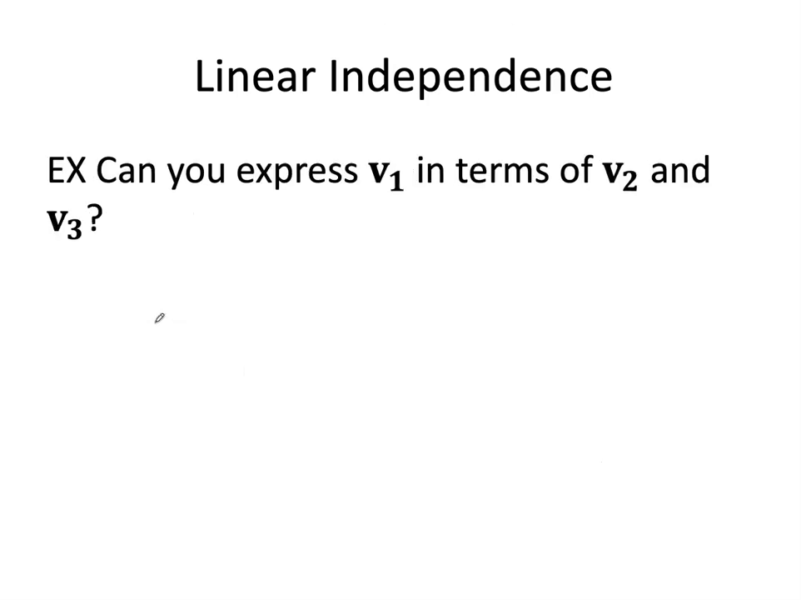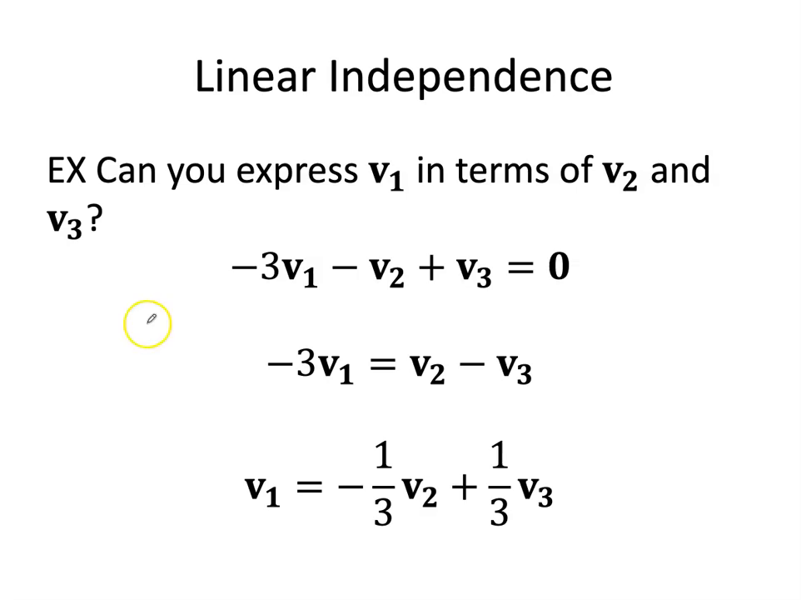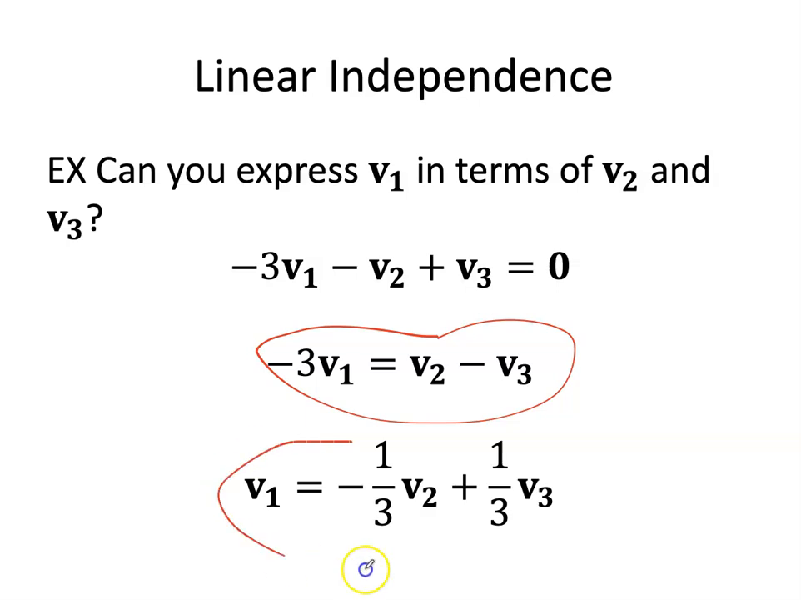How does that connect to the definition we saw a moment ago, the other definition of linear independence and dependence? I'll show you. Can you express v1 in terms of v2 and v3? You bet. We had negative 3v1 minus v2 plus v3 equals 0. If you get v1 all by itself by moving the v2 and v3 to the other side, you end up with this. And next, divide both sides by negative 3, and you end up with v1 equals negative 1/3 v2 plus 1/3 v3.